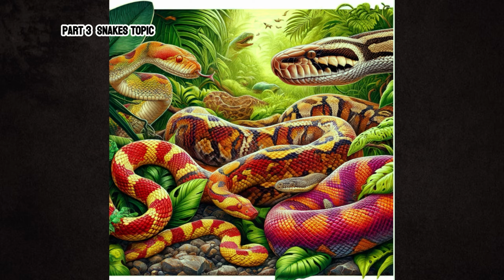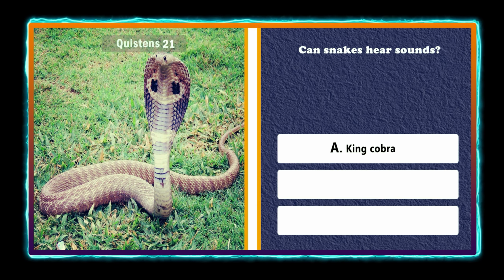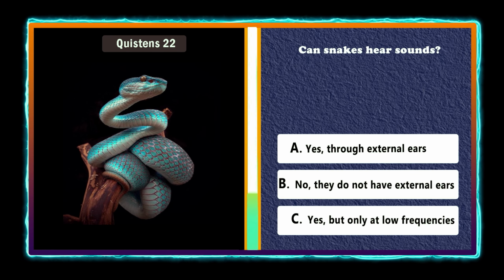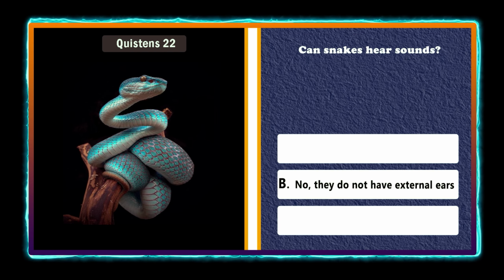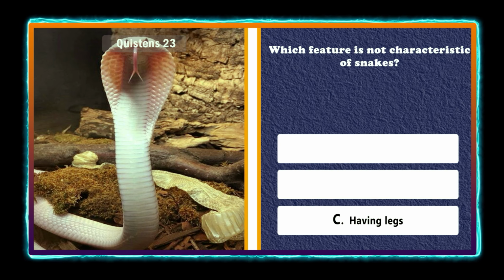Part 3, snakes topic. Which snake is the most venomous in the world? King cobra. Can snakes hear sounds? No, they do not have external ears. Which feature is not characteristic of snakes? Having legs.